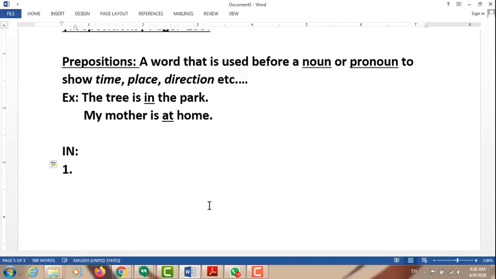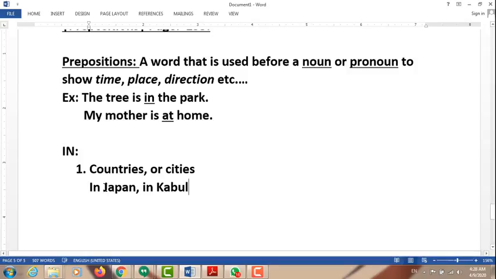first, for countries, or cities. Countries or what? Or cities. Okay? So, like in Japan and in Kabul. So this one is what? This is a country and this is a city. Yeah? Next one.